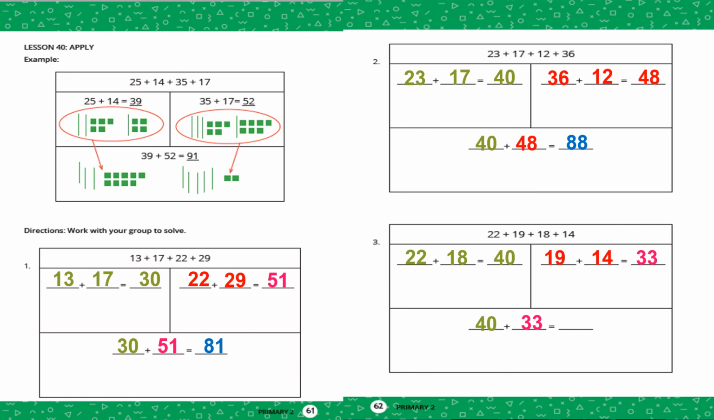0 plus 3 equals 3. 4 plus 3, after 4, 5, 6, 7. So it will be 73.